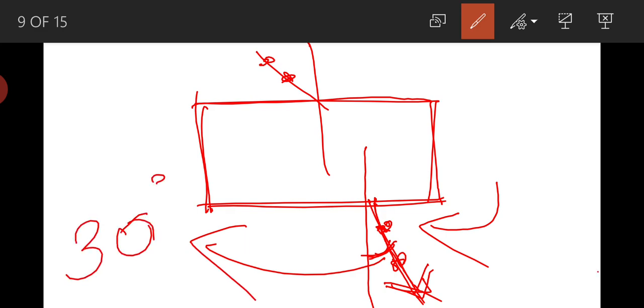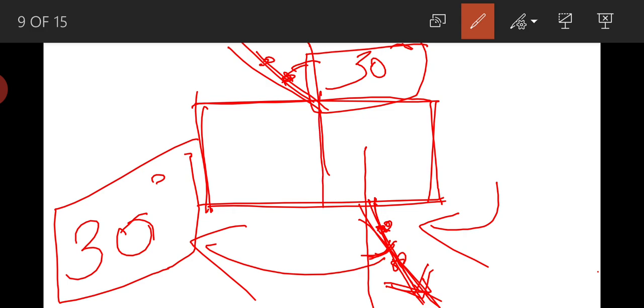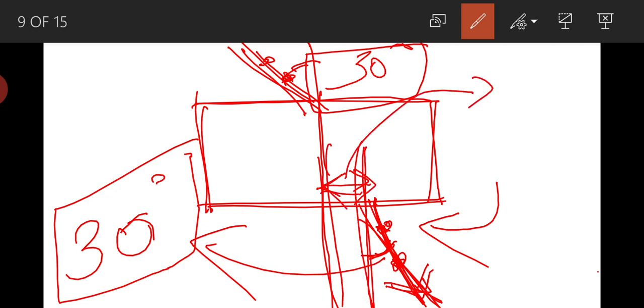So initially the incident angle is 30 degrees and the emergent angle is also 30 degrees. It means from this we can conclude that the incident ray and emergent ray are parallel to each other. Now if you find the distance between these two parallel rays, this is the emergent ray and this is the incident ray, that will give you the lateral shift.